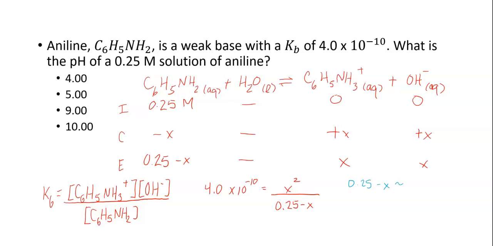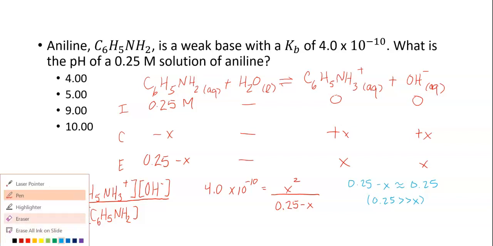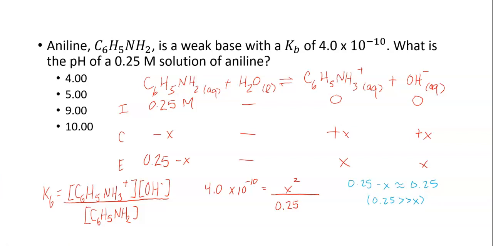is going to be roughly equal to just 0.25, since 0.25 is much larger than x. So I'm just going to ignore this minus x here, and then I'm going to multiply 0.25 to the other side. Well, what is 4 times 0.25? That's just 1, because 0.25 is 1/4. So this is just 1 times 10 to the negative 10th is equal to x squared.